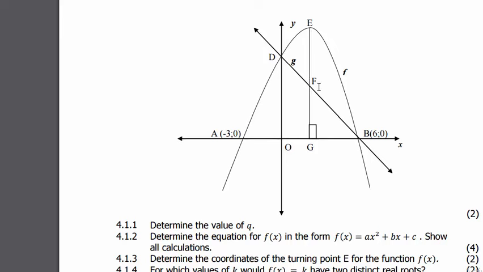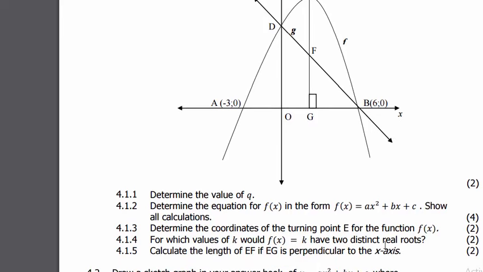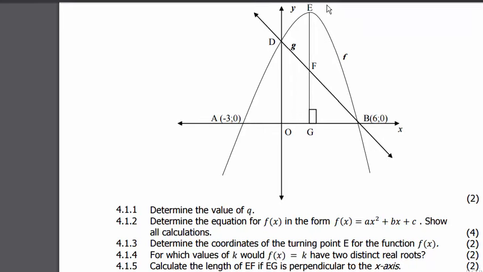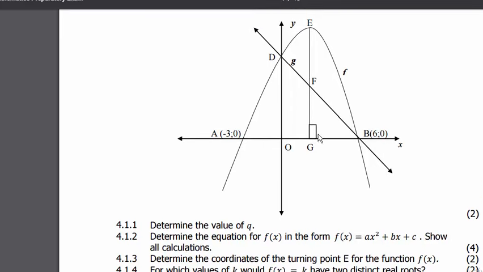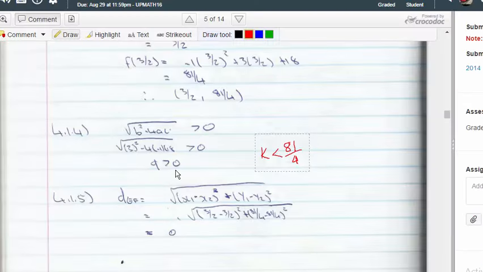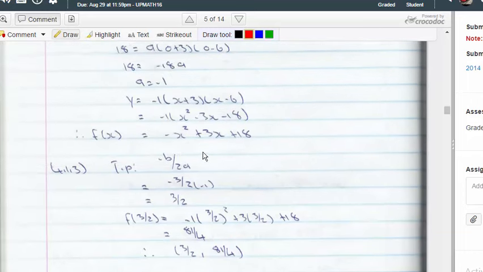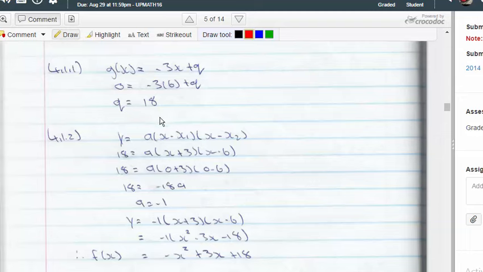Now F is a point on the straight line. So all I need to do is find the coordinates of F. Now do I know the x value of F? Yes, because it's the same as the x value of E. The reason why they say it's perpendicular here is because they want you to know that F and E have the same x coordinates. And so we have E's x coordinate, that is 3/2. So we substitute 3/2 into our function of -3 times x plus 18. And that gives us, well, let me do that one.